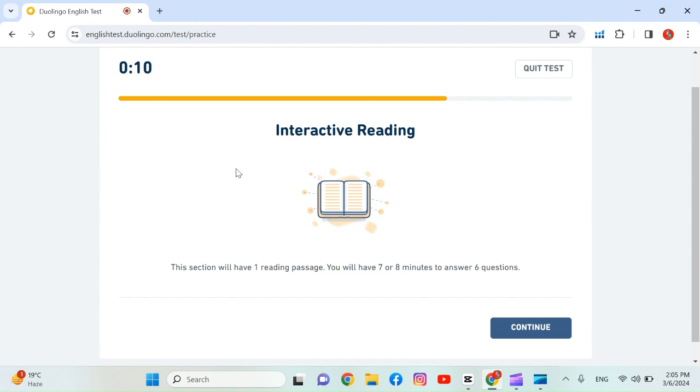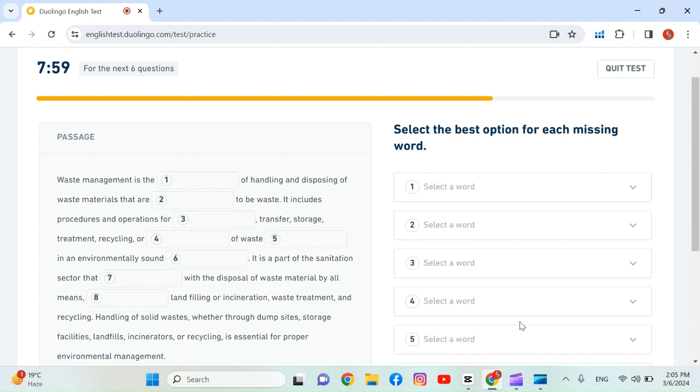Interactive reading: you will have one reading passage and you will have 7 to 8 minutes to answer six questions. Right.